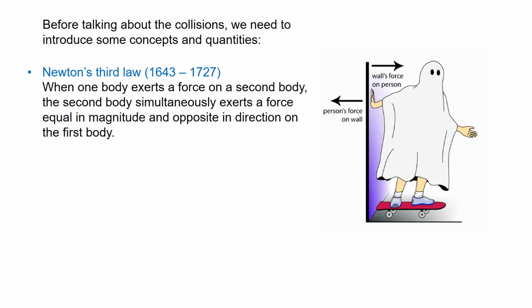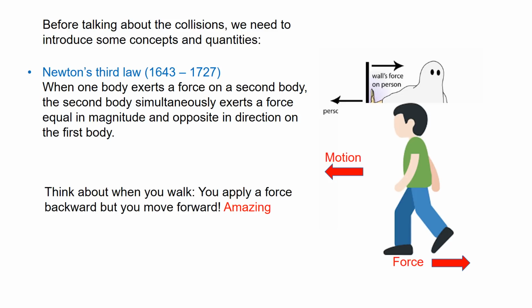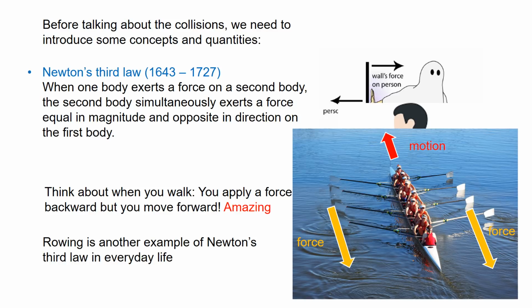Newton's third law, also known as equal and opposite, is when one body exerts a force on a second body and the second body at the same time exerts a force equal in magnitude and opposite in direction on the first body. Hence the equal and opposite. When you walk, you apply a force backward, but you move forward. Rowing is another example of Newton's third law in everyday life. They row in one direction, and then of course the motion is in the opposite direction.